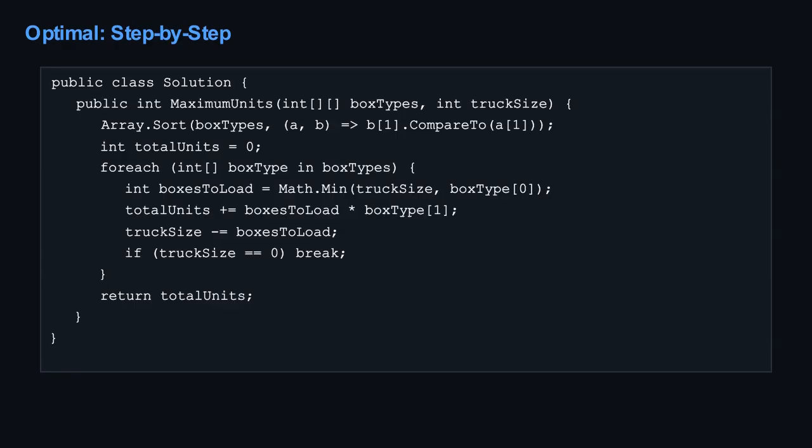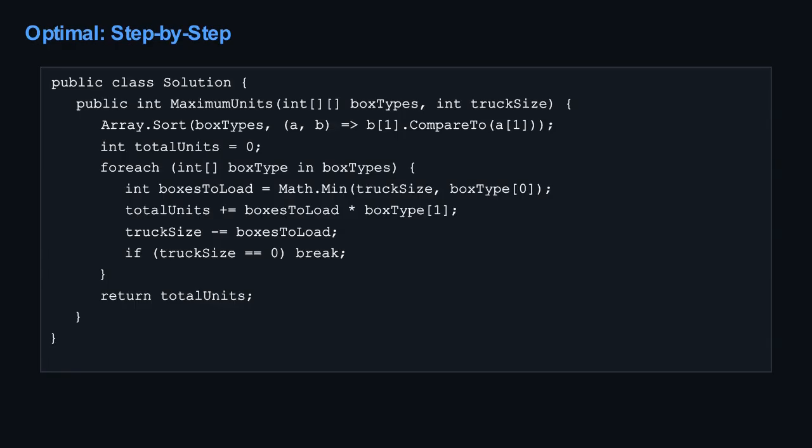We look at the first box type: 1 box, 3 units. We can load 1 box, as our truck size is 4. Total units become 3. Truck size becomes 3. Next, 2 boxes, 2 units each. We have capacity for 3. We load both available boxes. Total units become 3 plus 2 times 2, which is 7. Truck size becomes 1.